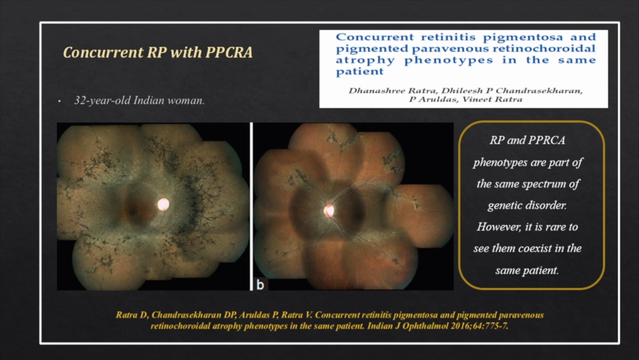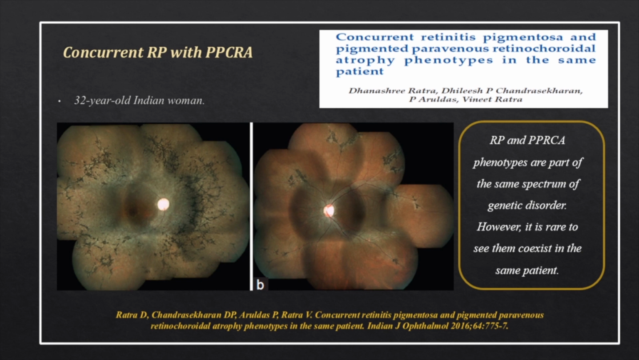So she complained of night blindness only in the right eye. Very specifically, she said only in the right eye she has night blindness, and then she had this poor vision, extinguished ERG, and this kind of fundus picture in the right eye, which looked like RP, and the left eye had good vision, no night blindness, normal ERG, and only this PPCRA-like picture in the left eye. So although we don't have the genetic study for this, it would have been good to have.